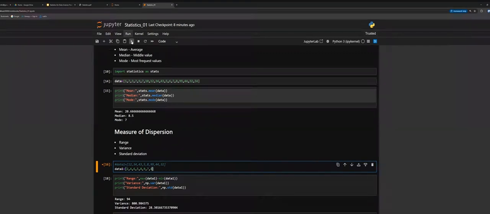Okay, so I'll click on this. Now what is the range? 7. Okay, highest number, what is the highest number here? 9. What is the lowest? 2. 9 minus 2, 7.